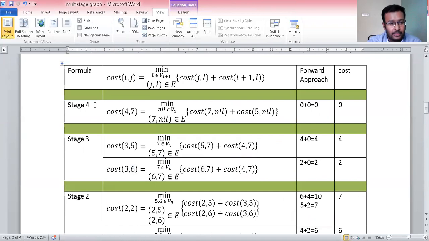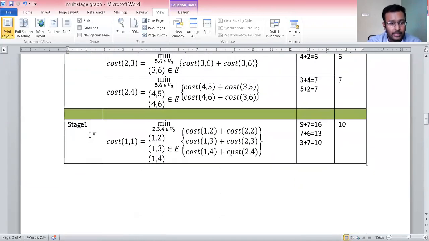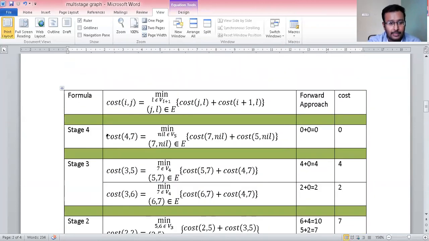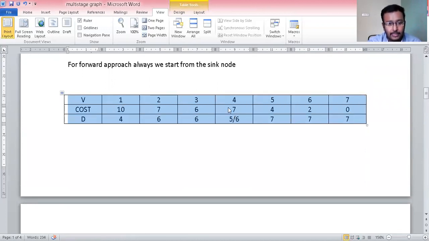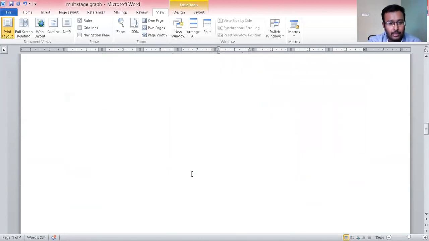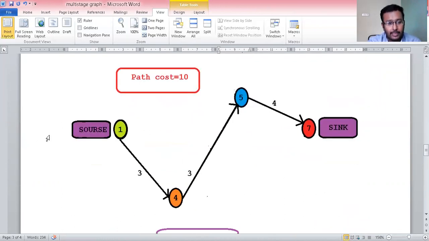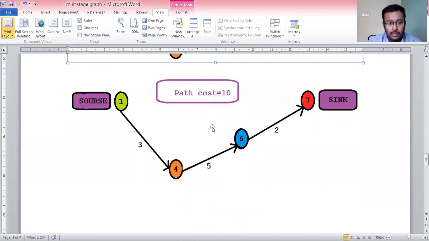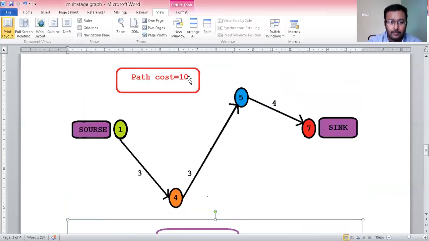I started from stage 4, I went to stage 3, I went to stage 2, and I went to stage 1. So after calculating this table, I was able to fill it. Using this table, I explained what minimum path to follow, and I came out with two graphs. One is this graph and one more is this graph. And the minimum cost came out to be 10.